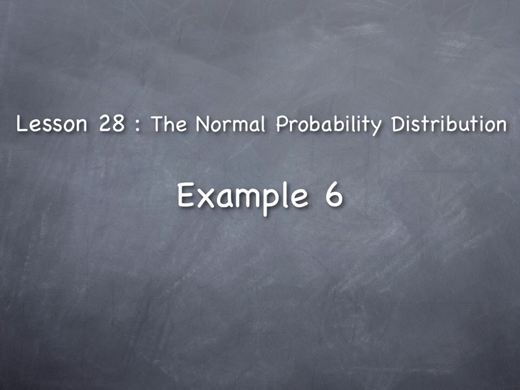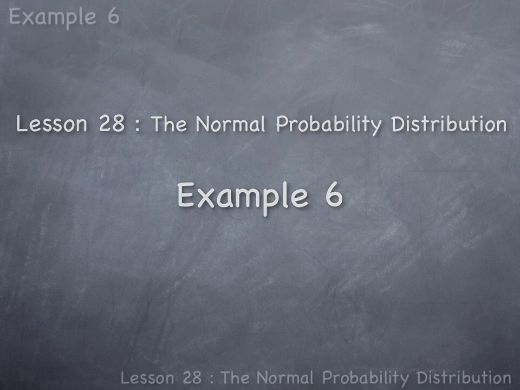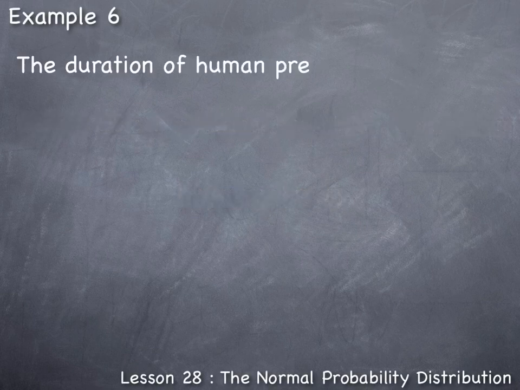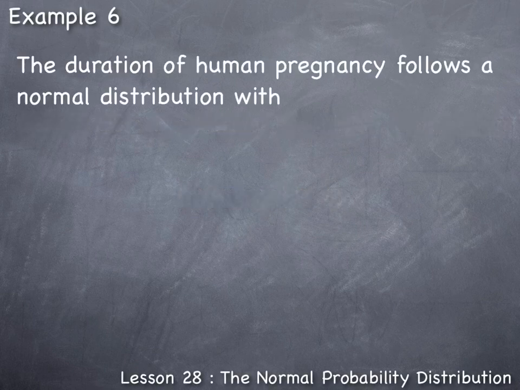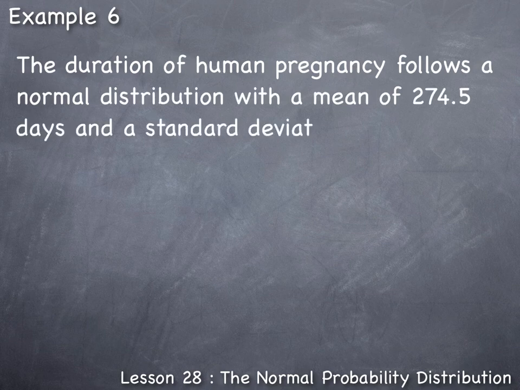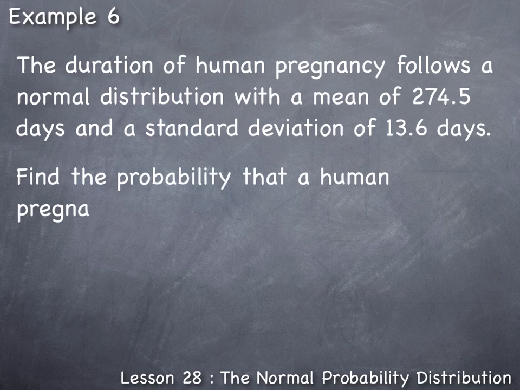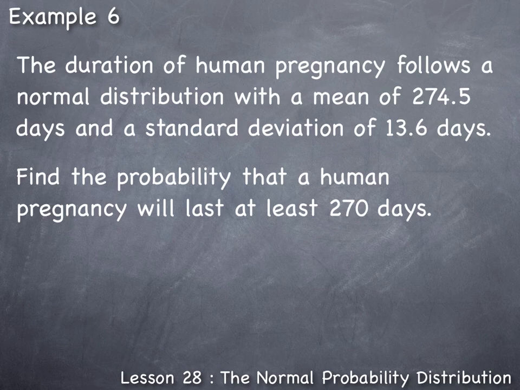Lesson 28, the normal probability distribution, Example 6. The duration of human pregnancy follows a normal distribution with a mean of 274.5 days and a standard deviation of 13.6 days. Find the probability that a human pregnancy will last at least 270 days.